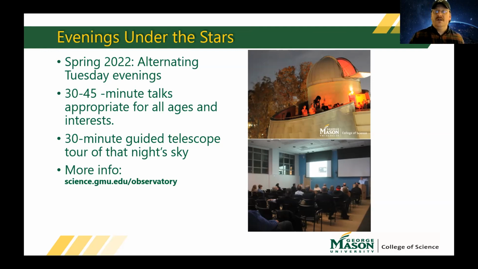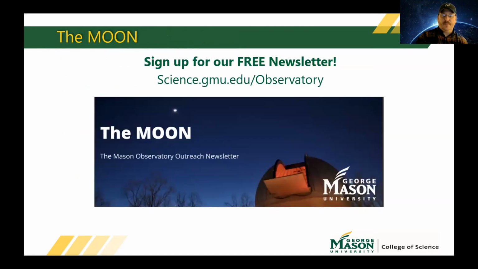If it's clear, we would open the dome and actually take active images of the night sky. But if it is cloudy as it is now, we will keep the dome closed, but we will show you object images that have been taken using our telescope, and our GTAs will give you loads of information about the telescope itself and how these images are captured.